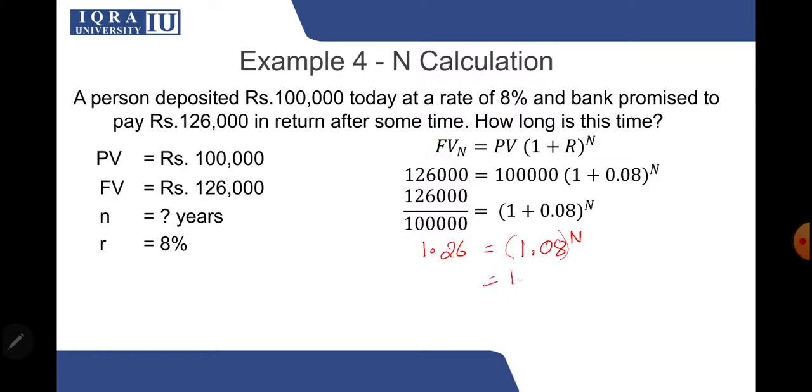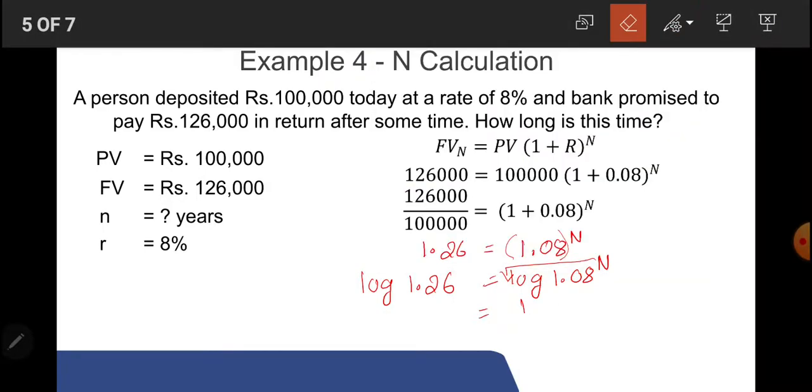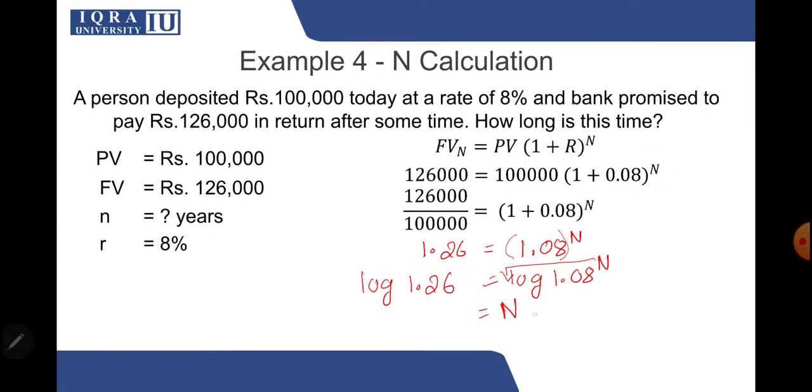So you're going to apply log on this side, and you're going to apply log on the other side as well. Now you can bring down this power. Okay, so over here this n is going to come down now, and it's going to multiply by this log. So we need an eraser. This is n multiplying by log 1.08, and over here we have log 1.26.